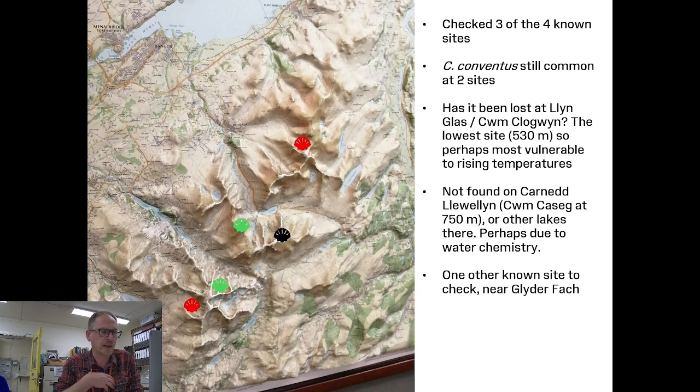So we're not sure about that. But we didn't find any on Carnedd Llewellyn, and it hasn't been found in any of the larger lakes on the eastern flanks, which are mainly reservoirs. So we don't really know why that is. It might be the chemistry. There's one other known site to check, which is where that John Bratton record came from. That's near Glydyfach, but again, it's quite a remote and difficult to access place.